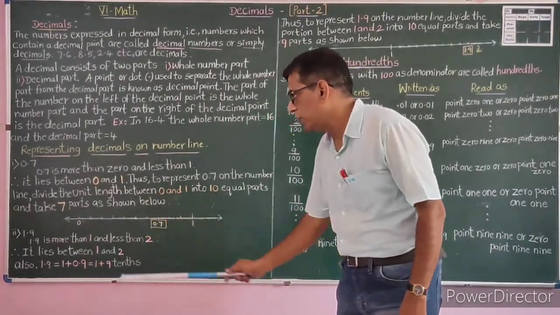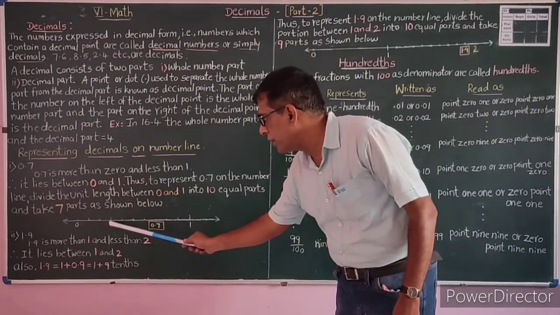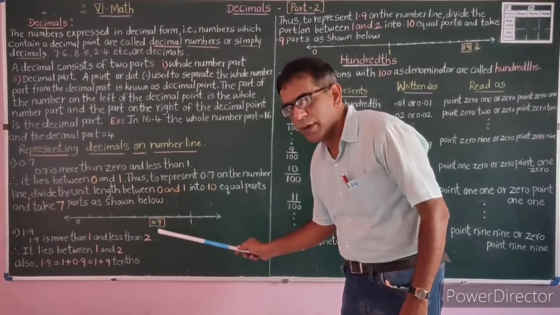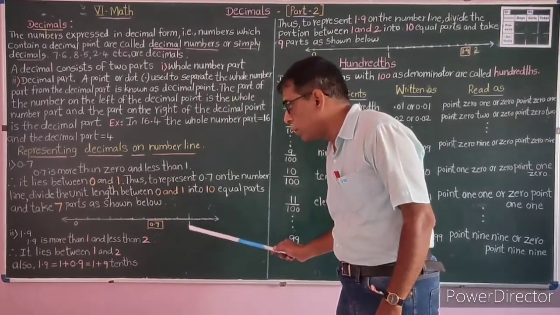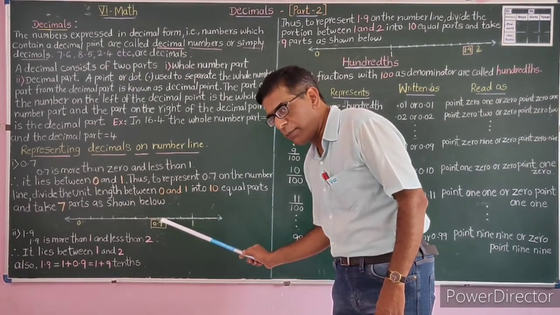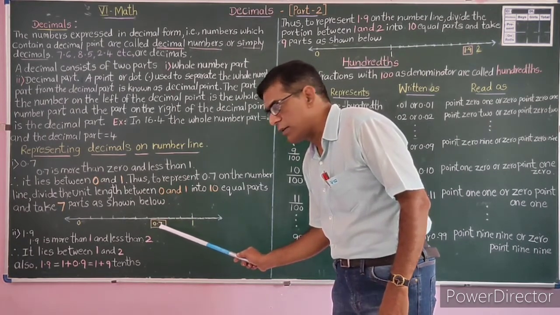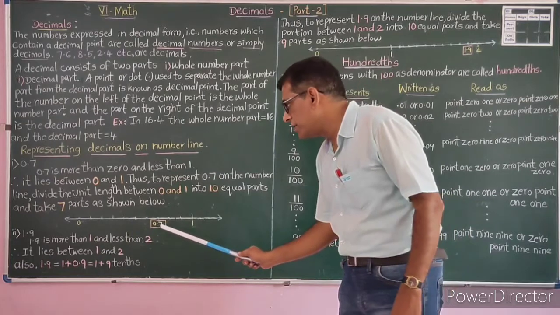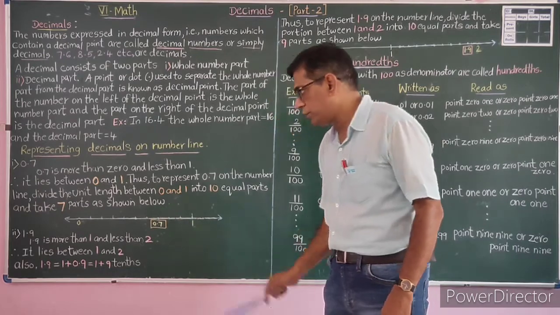Here is the number line, children: 0, 0.1, 0.2, 0.3, 0.4, 0.5, 0.6, 0.7, 0.8, 0.9, 1. This is in 10 parts. Out of 10 parts, this is the 7th part. 0.7.